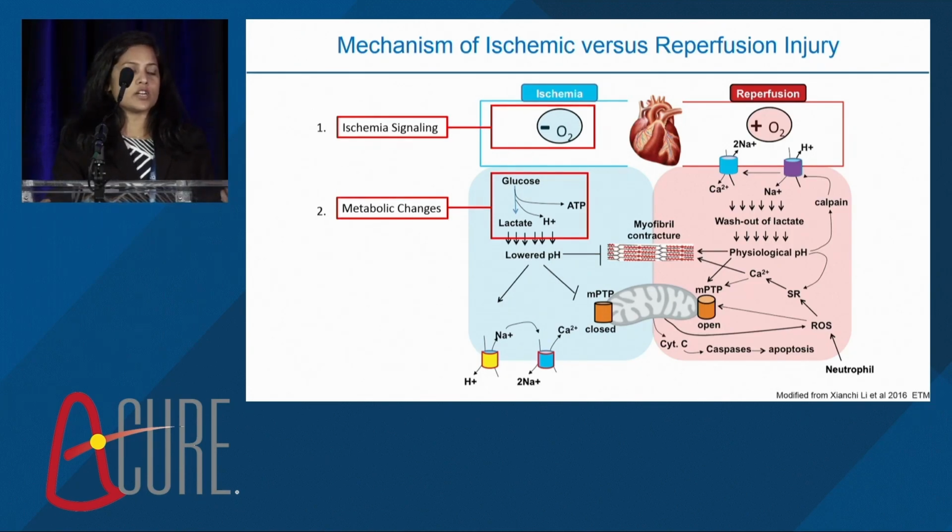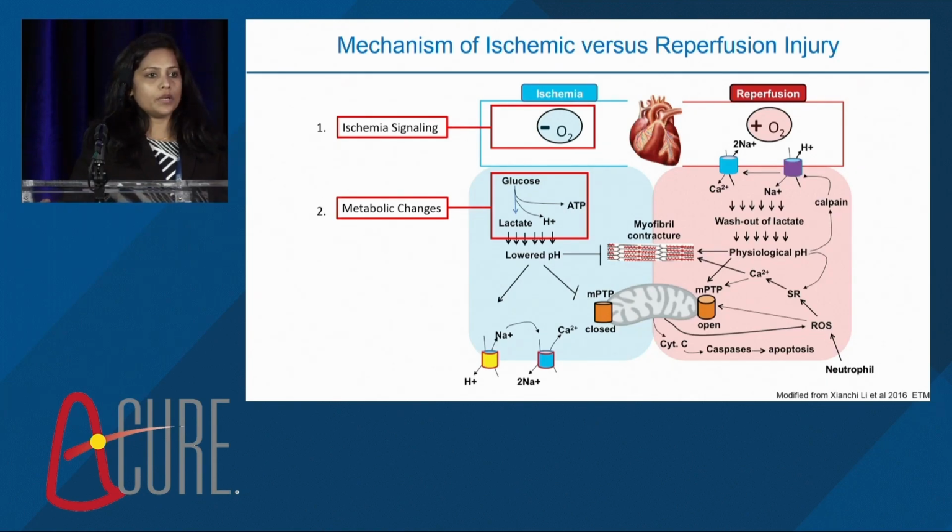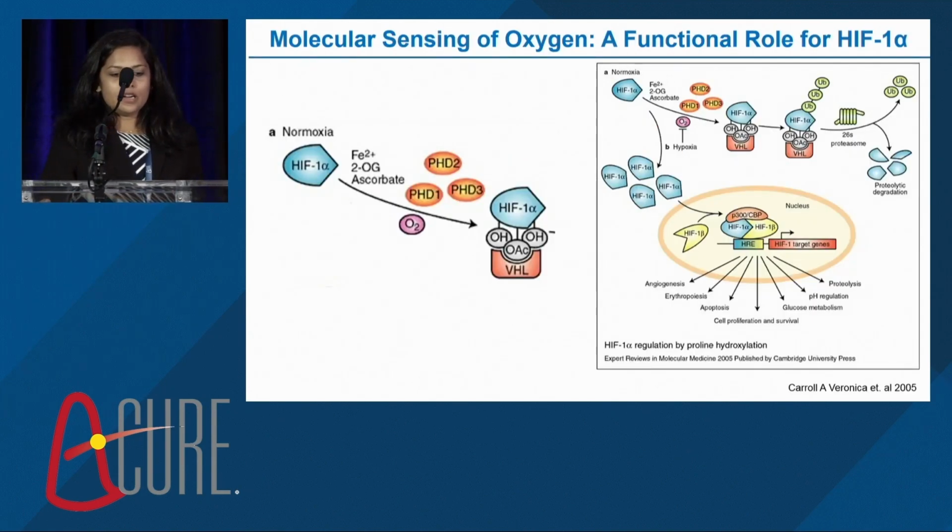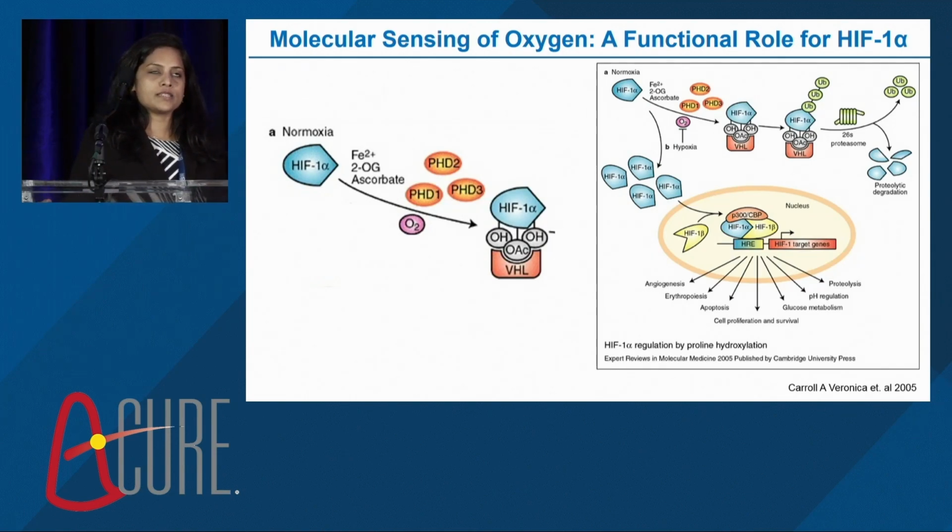So as soon as the tissue or cells senses ischemia, they switch to anaerobic glycolysis. So increased glucose uptake, increased lactate, which lowers the pH in the cell, and that leads to closed MPTPs. And upon reperfusion, when there is a huge flush of oxygen, that leads to washout of lactate and leading to MPTP opening, which leads to increased ROS, increased calcium handling or calcium overload in the cells, leading to cell apoptosis and necrosis. So keeping that in mind, we wanted to understand the molecular signaling, oxygen signaling in the cell.